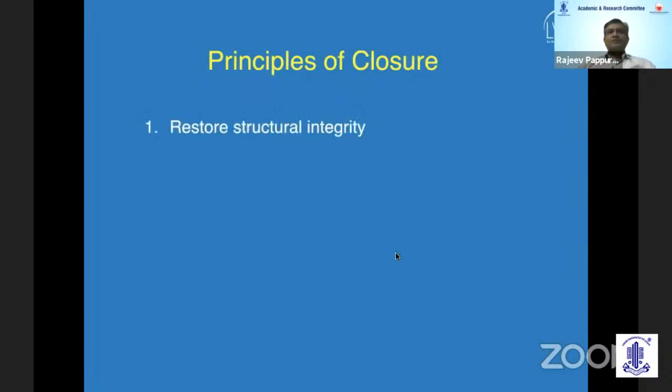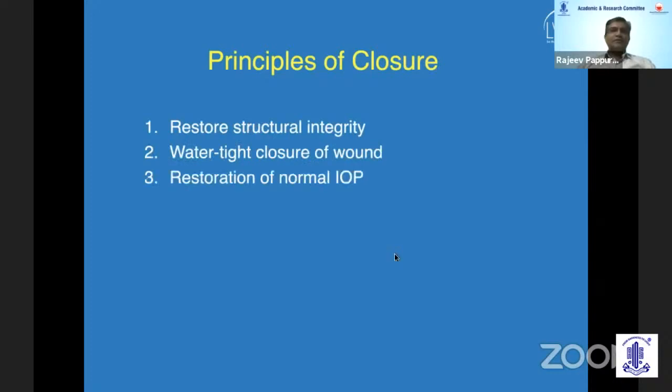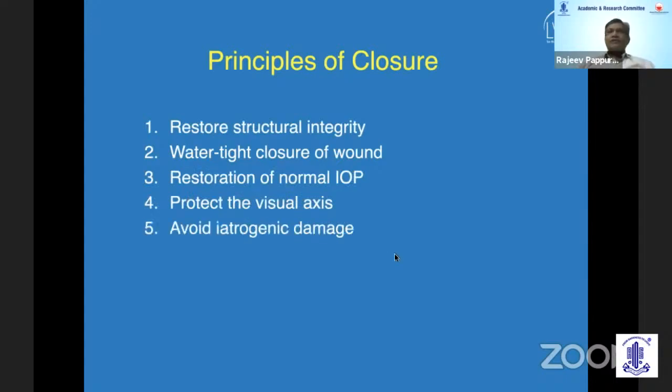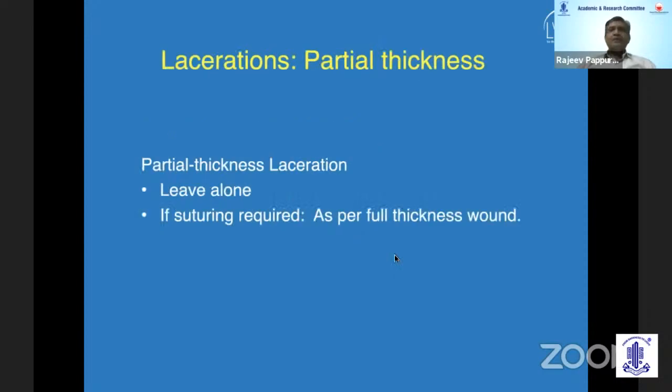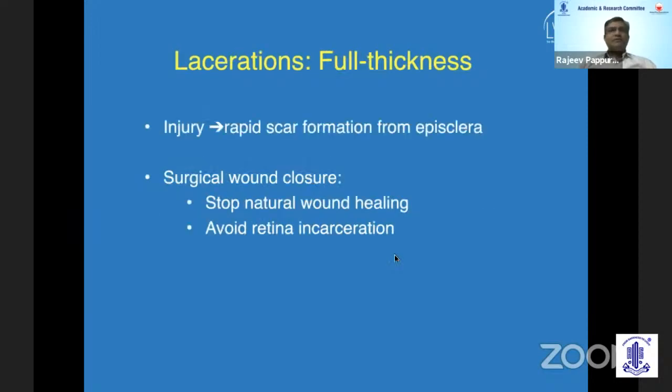Coming to the principles of closure, we need to restore the structural integrity, make a watertight closure of the wound, restore the normal IOP, protect the visual axis always, and avoid iatrogenic damage while you're doing the scleral tear repairs. If it's a partial thickness laceration, you can just leave it alone, and suture if required if there is a full thickness scleral wound.